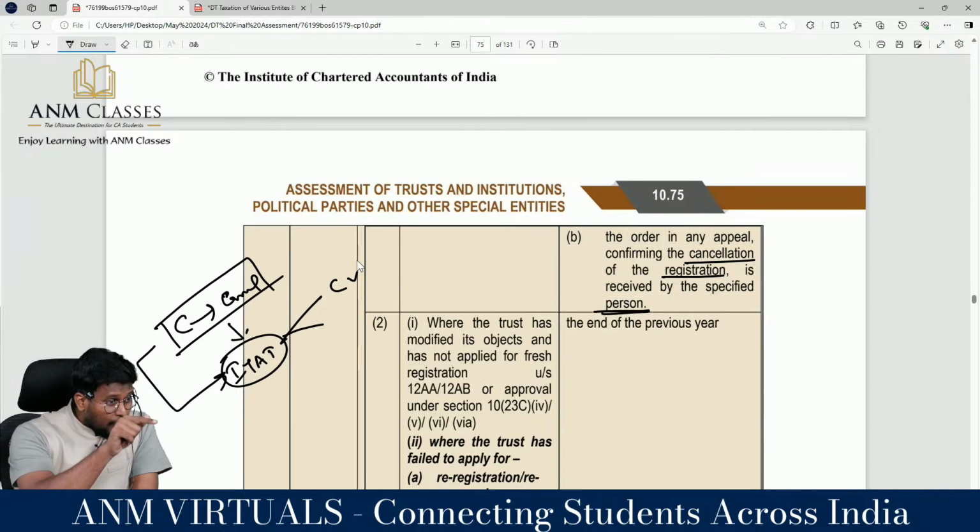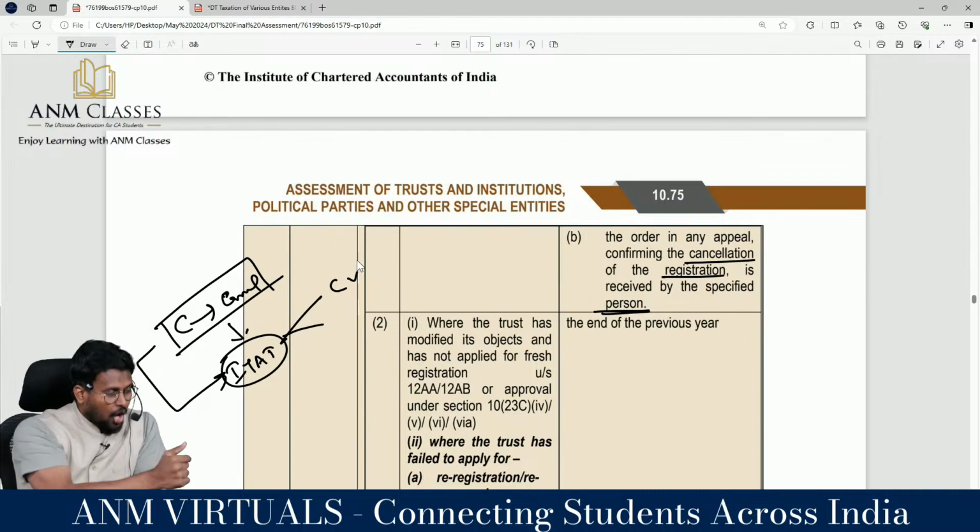It's a question of fact, not a question of law. ITAT is the final fact finding authority.